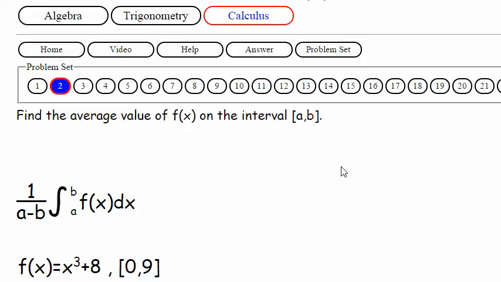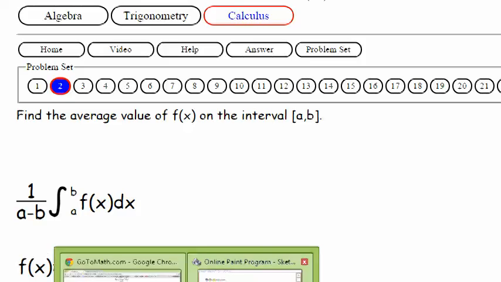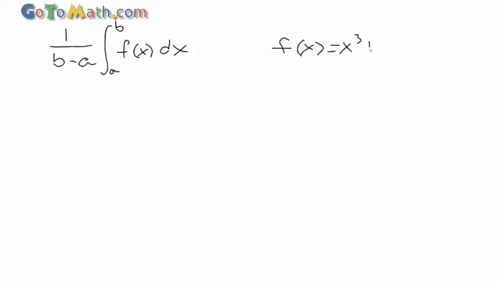We have f of x is equal to x cubed plus 8, from 0 to 9. Moving over to the whiteboard, we'll write down what you need to know: 1 over b minus a, taking the integral from a to b of f of x dx. So our f of x is x cubed plus 8, and we're going from 0 to 9.